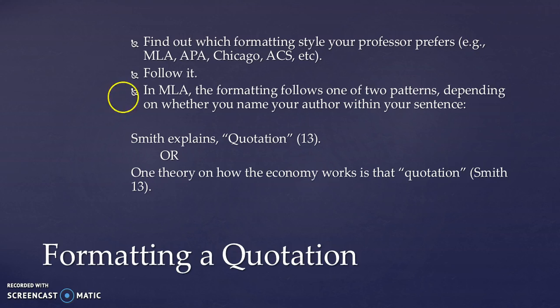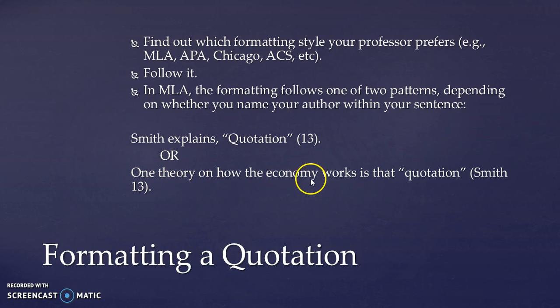pretty simple. You set it up in one of two ways. If you mention the author in your sentence, you say this, like Smith explains or whatever. Give the quotation, end the quotation marks, then you have a space, open parentheses, page number, close parentheses, and then your punctuation. Or if you don't mention the author's name, you just paraphrase it, or you just introduce it.